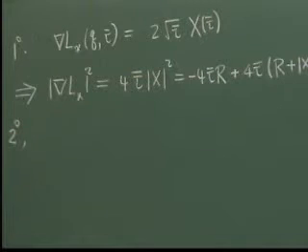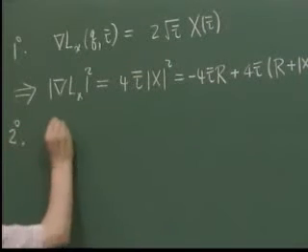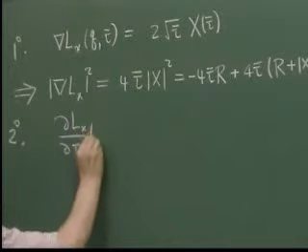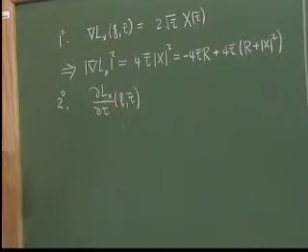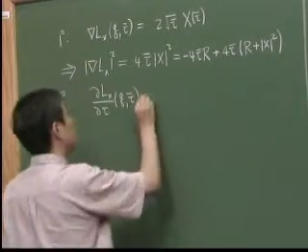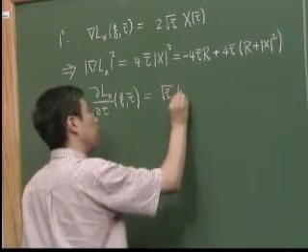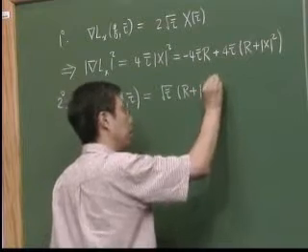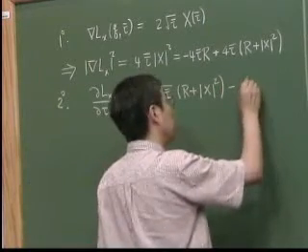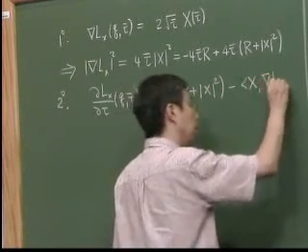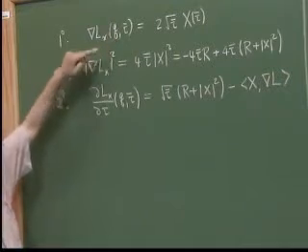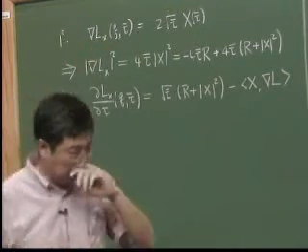The second thing I want to derive: if I compute the derivative of A_x with respect to tau bar, what do you get? Of course, you get the integrand. So this is simply easy: tau bar of (R plus |x|^2). And also there's a term here because this q also varies.